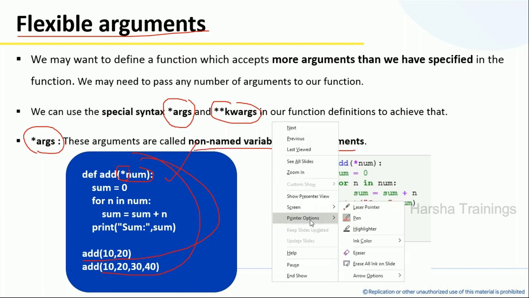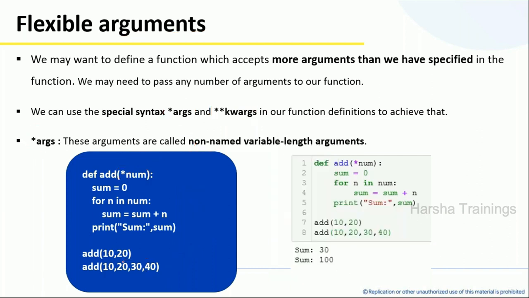Now, how will this program work? Here I have given 10 comma 20, and first of all, this will go here. Initially, sum equals 0. Now, for n in number, where number means I have 10 comma 20. Initially, 10 will go to n. I'm adding sum equals sum plus n, so I'm adding 10 to the sum. Then 20 will be copied to n. Earlier it was 10, now it is 20. 10 plus 20, 30 will be stored here.